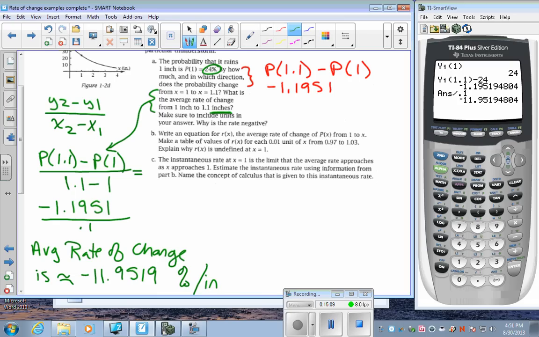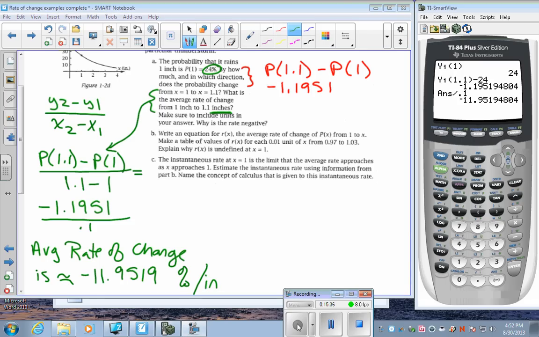So the next part of the question is, well, great, but why is the rate negative? Now we already talked about the fact that when you look at the graph, it is decreasing. So we have two things we can talk about. We can talk about the fact that P of x is decreasing at x is 1 and x is 1.1. We can also talk about the real world aspect.